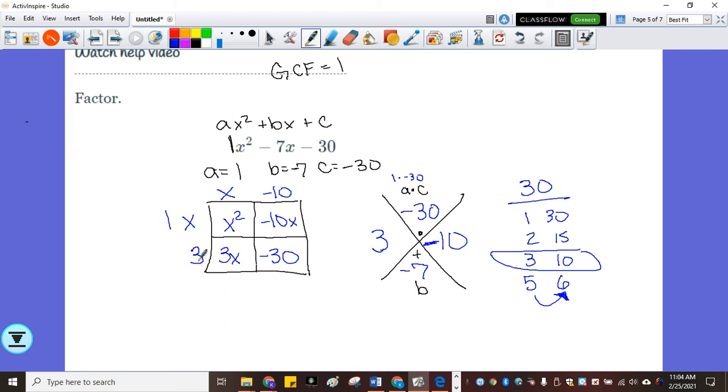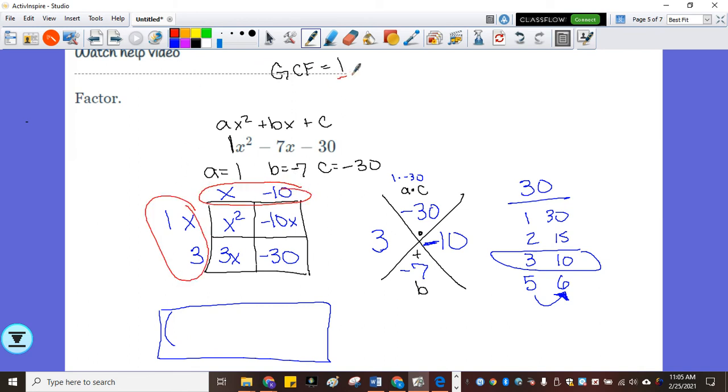And just to check that we did it right, 3 times negative 10 is negative 30. So we did it right. Our answers are always on the outside, so here are my answers. And we didn't take a greatest common factor out because it was 1, so we don't need to write that in. Correct.